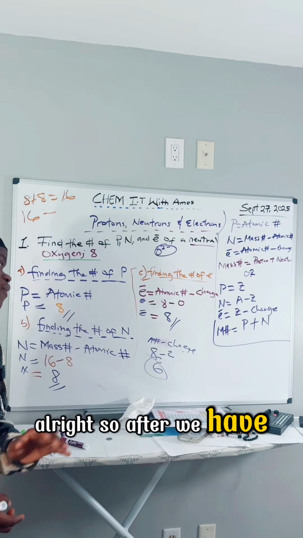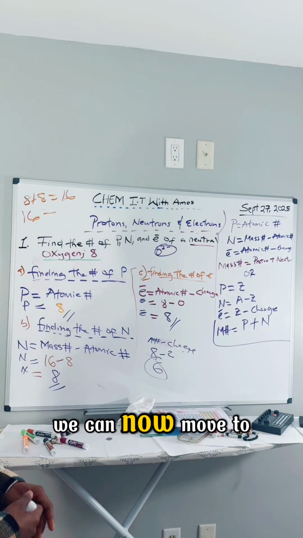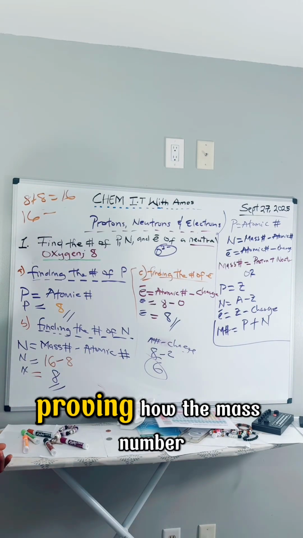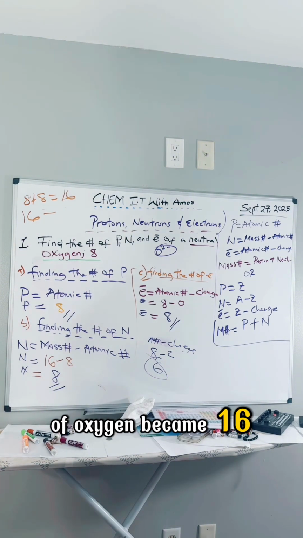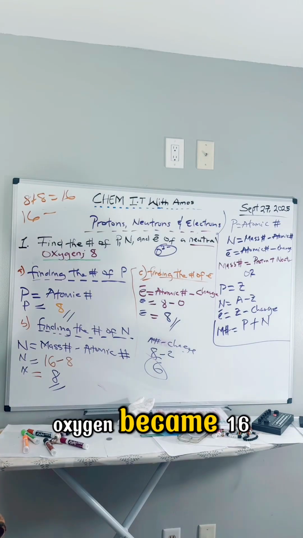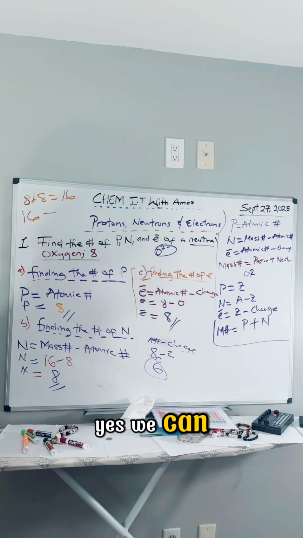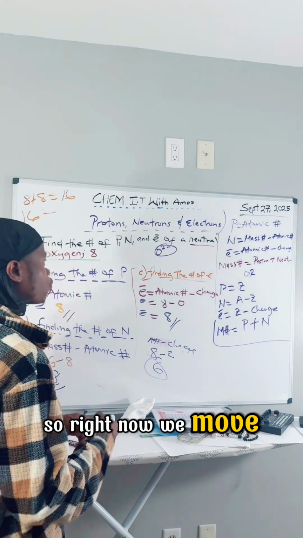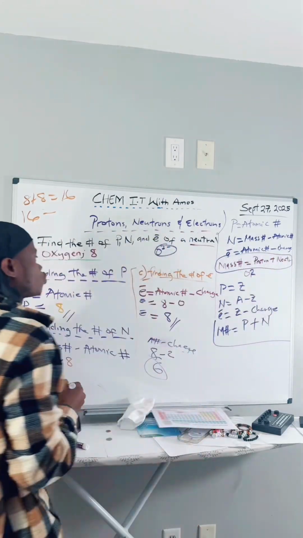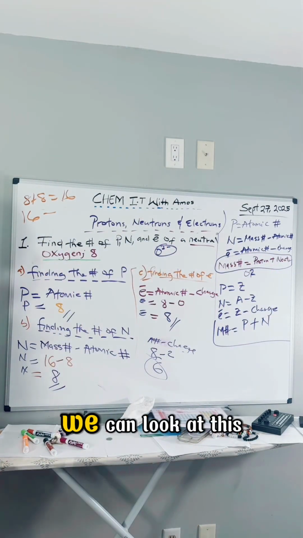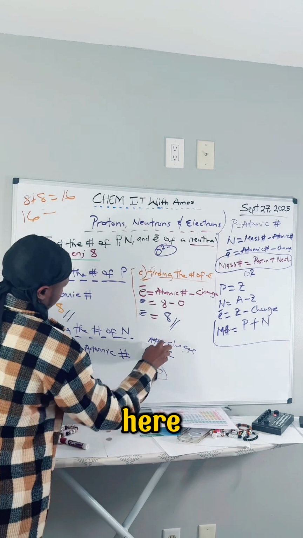Alright, so after we have learned how to solve for proton, neutron, and electron, we can now move to proving how the mass number of oxygen became 16. We can prove that. Do you understand? Yes, we can. So right now we move to this last formula that says mass number. To do that, we can look at this portion. We can write that right here.